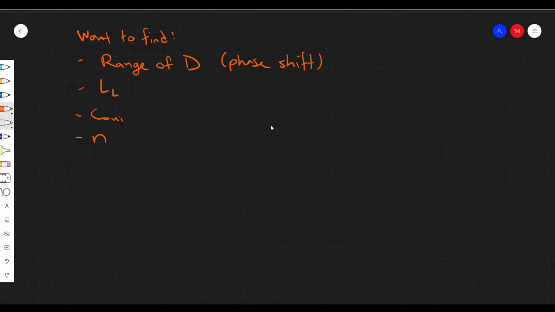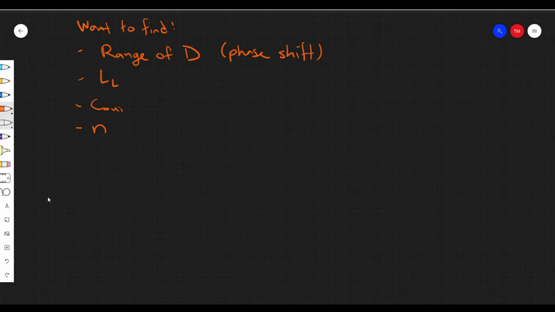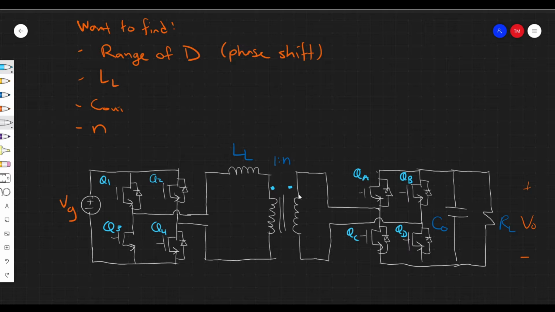Let's just redraw the DAB so that it's easier to explain what's going on. So this is basically what we have, right? We have our input voltage, our 4 primary side switches, Q1 to Q4, our leakage inductance, or the inductance, you could say, the transformer turns ratio, the secondary side switches, QA to QD, the output capacitor, and the load resistance. So what we're selecting is this, and then also the phase shift between these, which maybe I'll just indicate with this.